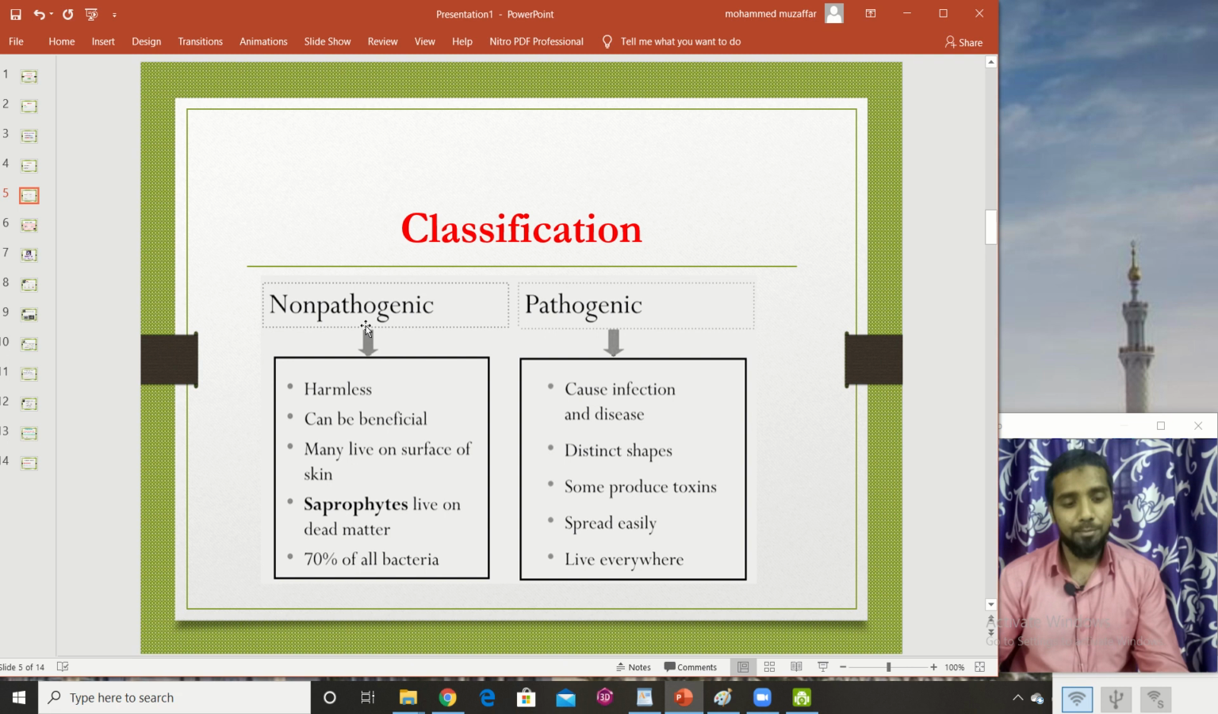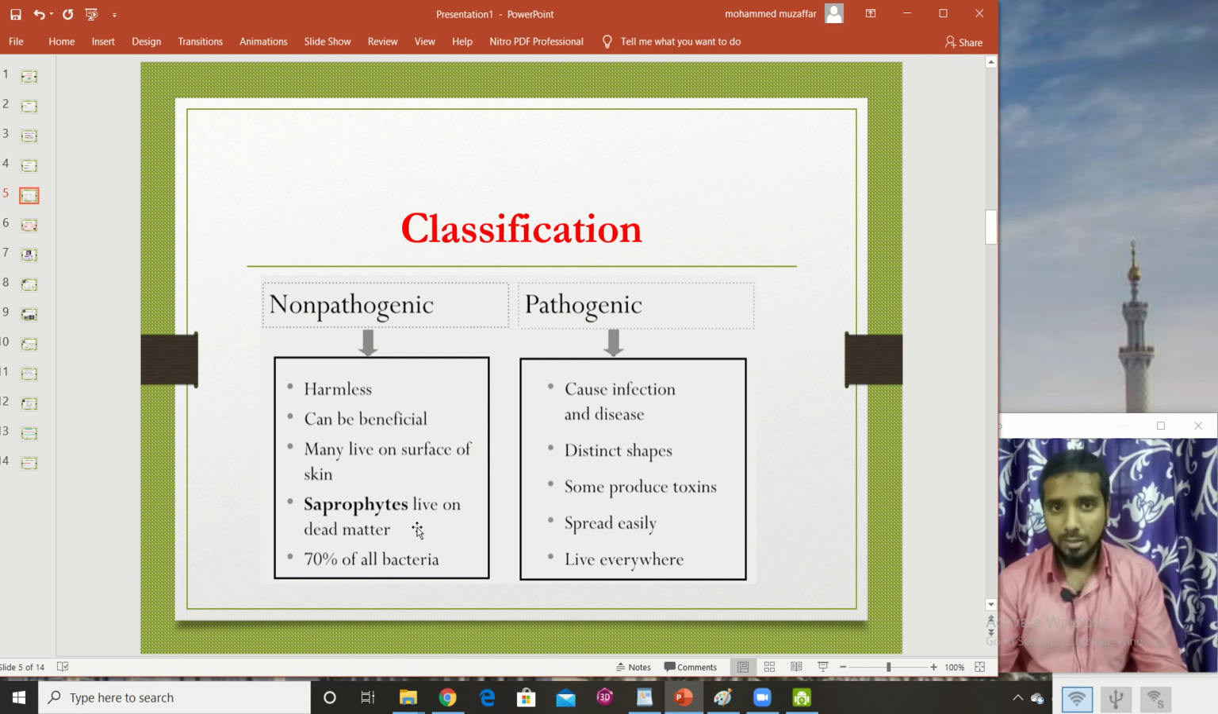In case of non-pathogenic, as we have said, they don't cause any harm to the host cell, so they are harmless, can be beneficial, that means eco-friendly, and many live on the surface of the skin, okay. And saprophytes live on dead matter. These microorganisms are the scavengers of the dead organisms that are on the earth.